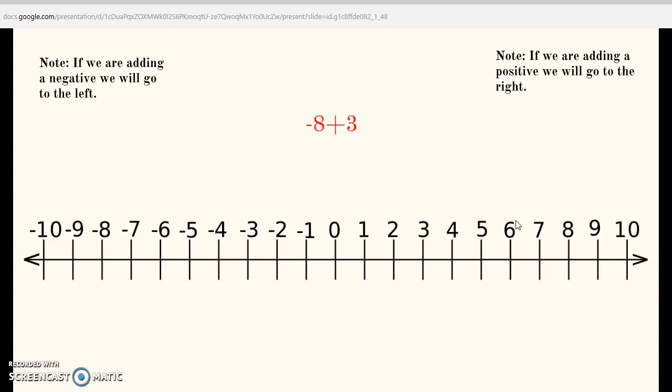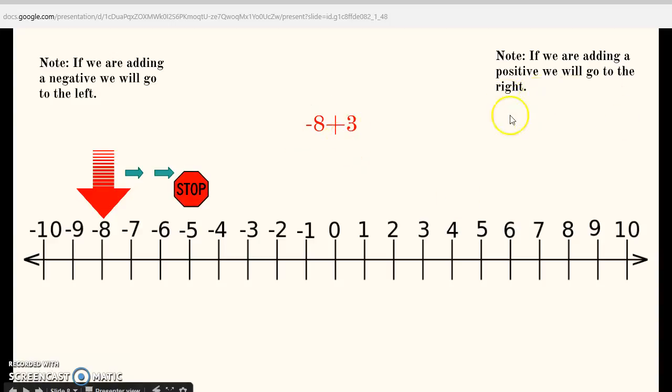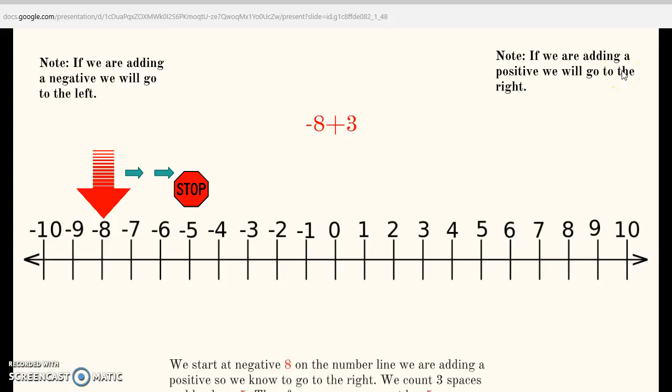So -8 plus 3. We're going to start at -8. We're going to go 3 spots. 1, 2, and 3, and we're going to stop right there at -5. If you notice, the plus sign automatically tells us that we're going to go right. We're starting off at -8 on our number line. The positive sign tells us to go right. We're going right. How many spaces? 3. We go 1, 2, 3. So -5 should be our answer if our number line is correct and our rules are right.